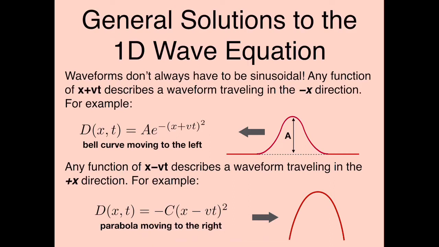So that's in general how solutions to the 1D wave equation will work. If you see x plus vt exactly in this combination, that's describing something moving in the negative x direction. If you have x minus vt in your function in that exact combination, that's describing a wave moving in the plus x direction. Okay, and in general, those are what the solutions look like.